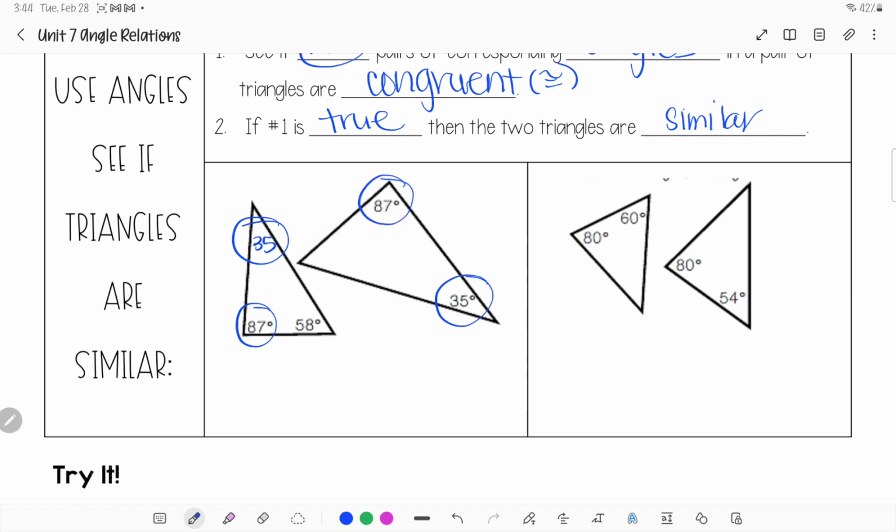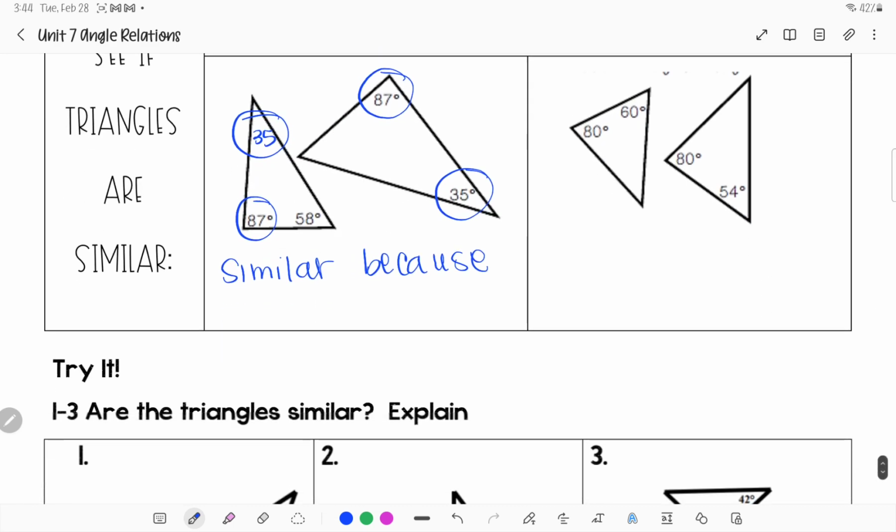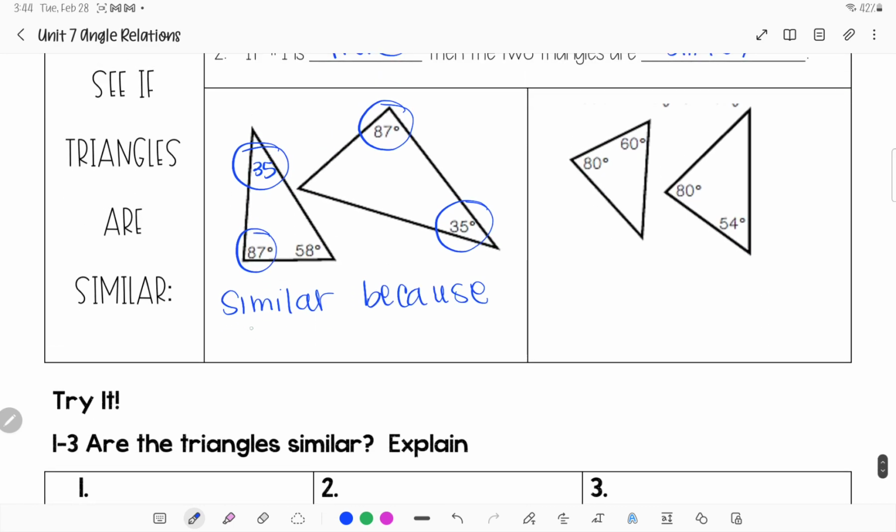So is this similar? We would say similar because, and you could say two, just like we wrote here, two pairs of corresponding angles are congruent. You could say angle 35 was congruent to angle 35, and angle 87 was congruent to angle 87, which automatically means that angle 58 would be congruent to 58.